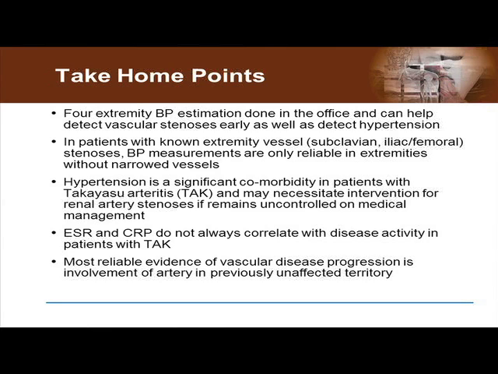Again, like we talked about neuropathy in medium and small vessel vasculitis, for large vessel vasculitis, the most reliable evidence of vascular disease progression is involvement of the artery in a previously unaffected territory, which means that if this lady had right subclavian artery stenosis, it's difficult to assess disease activity based on serial vascular imaging just in that territory. And the more reliable evidence of disease progression would be development of vascular stenosis in the left subclavian artery or in the arteries supplying the lower extremities.